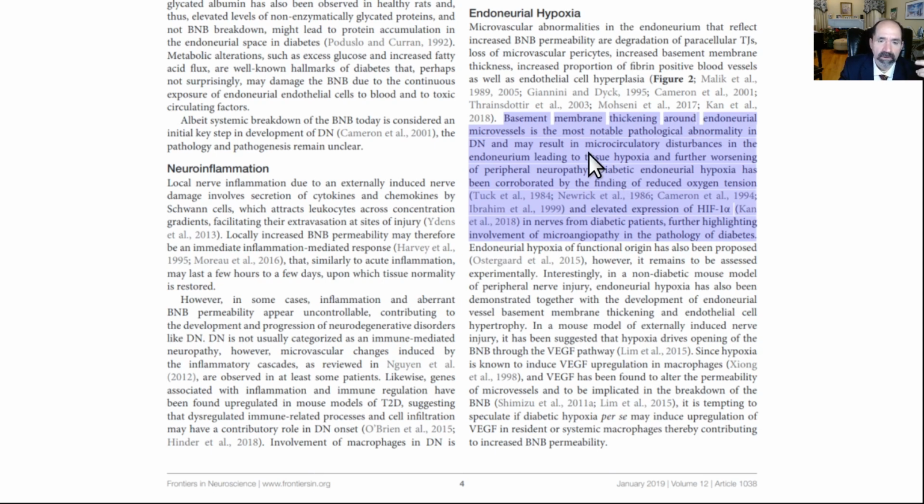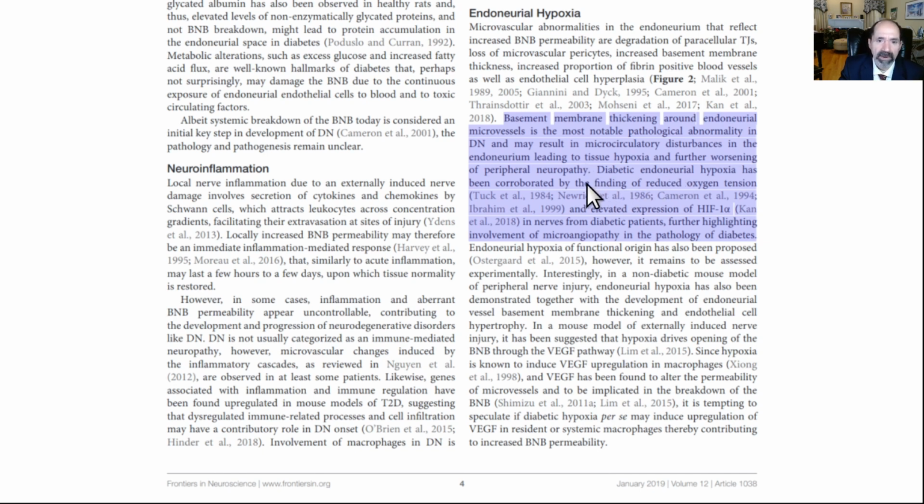Here's just one article again. This one's about diabetes and its effect on the blood nerve barrier. So this is like a peripheral nerve. The outer layer is called the endoneurium. Okay, the microvessels: basement membrane thickening around microvessels around a nerve is the most notable pathological abnormality in diabetic neuropathy. DN is for diabetic neuropathy, and may result in microcirculatory disturbances leading to tissue hypoxia. So there's the key word, tissue hypoxia. So diabetic neuropathy is partly ischemic, meaning due to lack of blood flow.